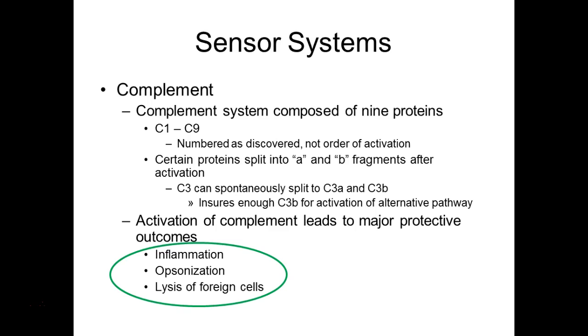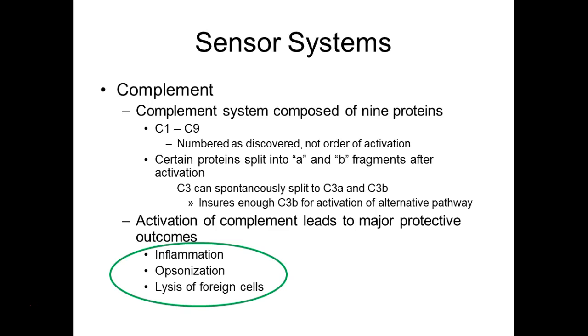And so, again, what we want to focus in on is that activating this system is going to help inflammation, right? It's going to cause those blood vessels to become leaky. It's going to call those white blood cells to that area. One of the substances is an opsonizer.